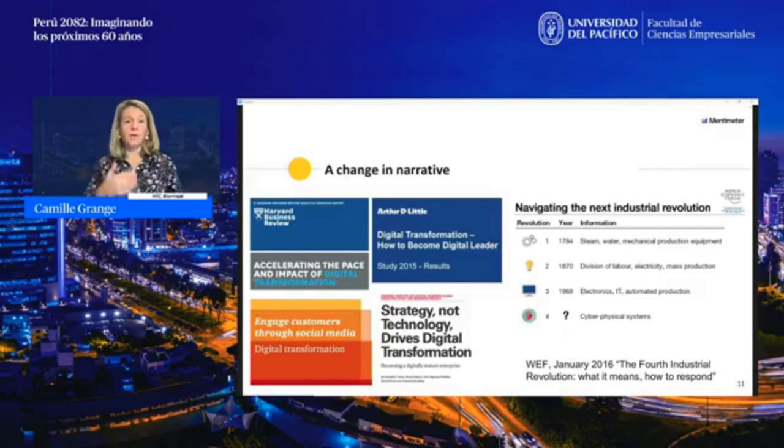Harvard Business Review, PricewaterhouseCoopers, Deloitte, ADL, and the World Economic Forum, you can see here on the right, had an interesting article in 2016. They presented digital transformation in the context of a global, what they call fourth industrial revolution. So a profound socio-economic revolution that was going beyond the third, the computerization revolution that we saw after the Second World War.